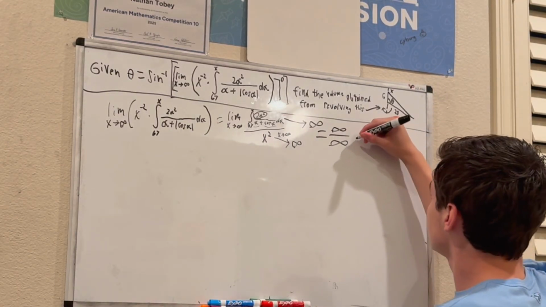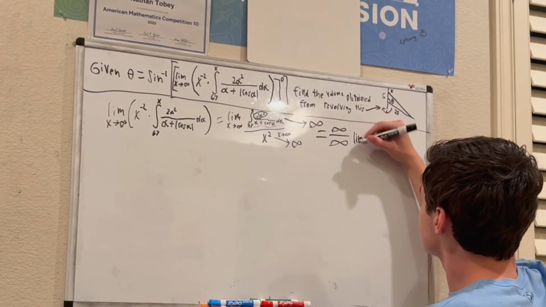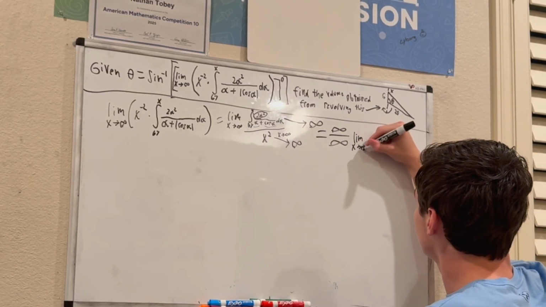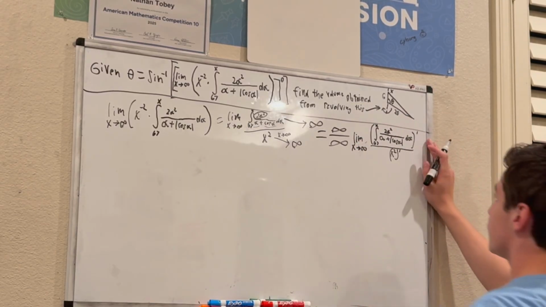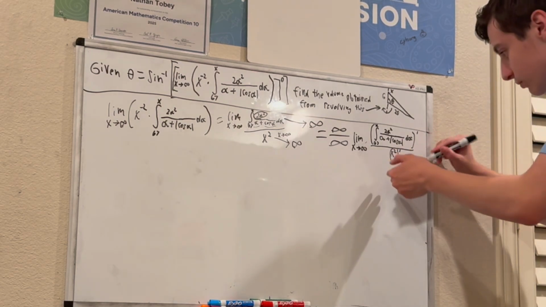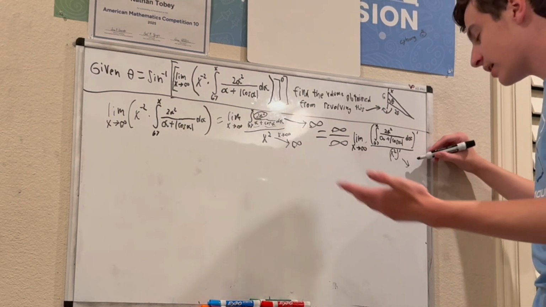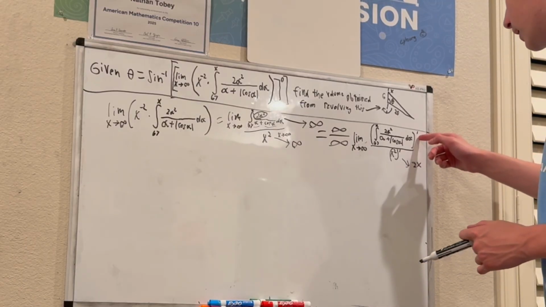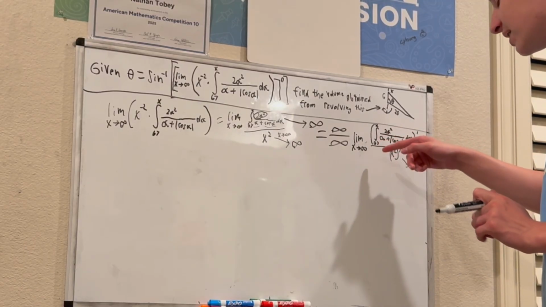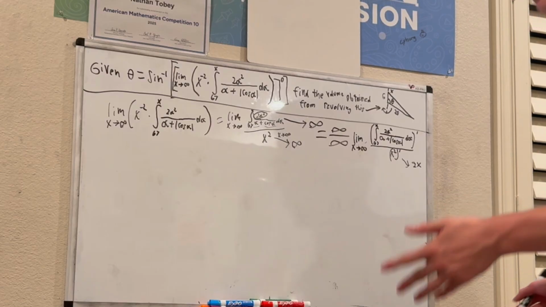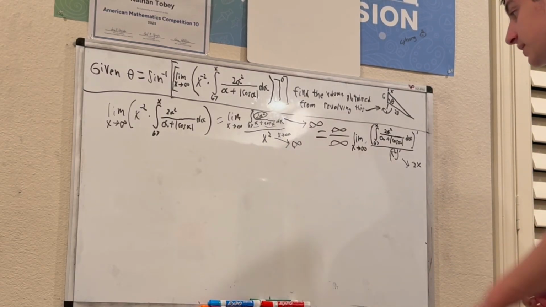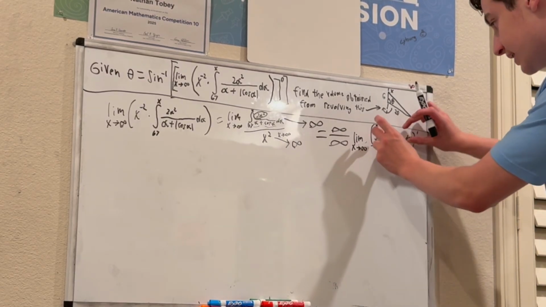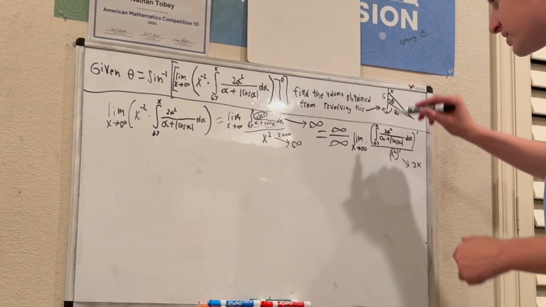So we get the limit as x tends towards infinity. We're differentiating the top and the bottom. This right here, derivative of x squared, everyone knows it's 2x. And then here we have the derivative of this integral from a constant to x. And so if you know the fundamental theorem of calculus, this just gets reduced to this inside right here, but all the alphas have x plugged in.